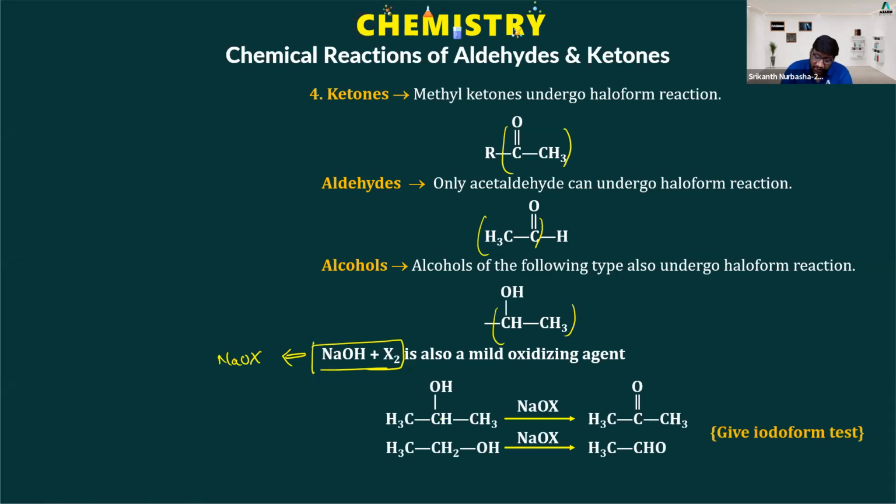So ultimately we have CH3 CHOH CH3, which NaOX converts to CH3 C double bond O CH3. And CH3 CH2OH, because here also in the alcohol we have the CH3 CHOH group. Here also we have CH3 CHOH, but the carbon is again connected with hydrogen. So that will also give positive iodoform test. They will all give the positive iodoform test.